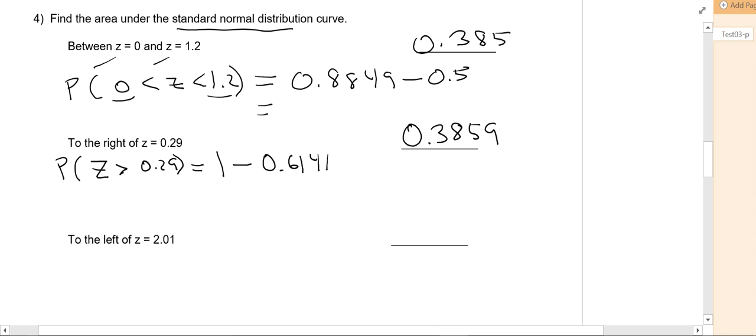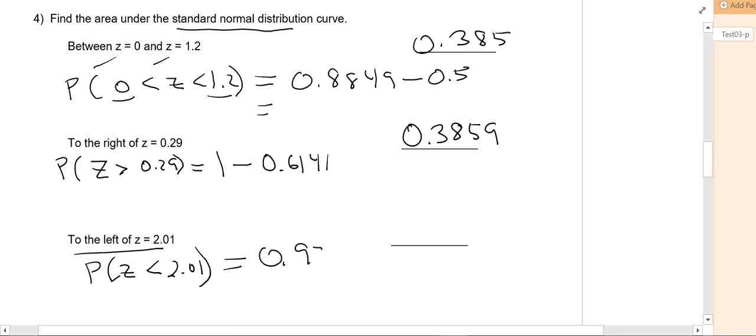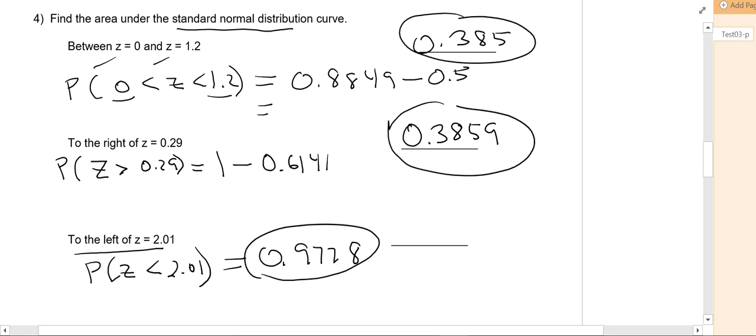Moving on, I want the probability associated to the left of z, meaning the probability that z is less than 2.01. To the left, right? So I'm to the left of the number. So the probability of being below the number. Well, this is the way the table works. So I'll look this number up in the table. If you look it up in the table, that's the answer. 0.9778. So there's that one, and this one.